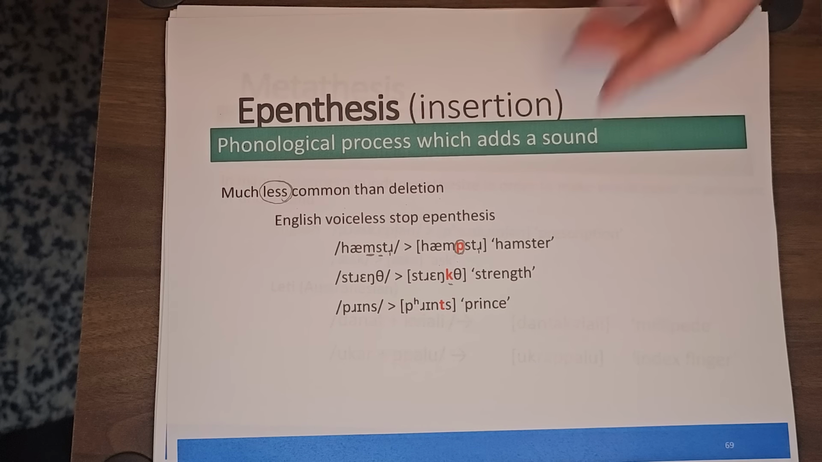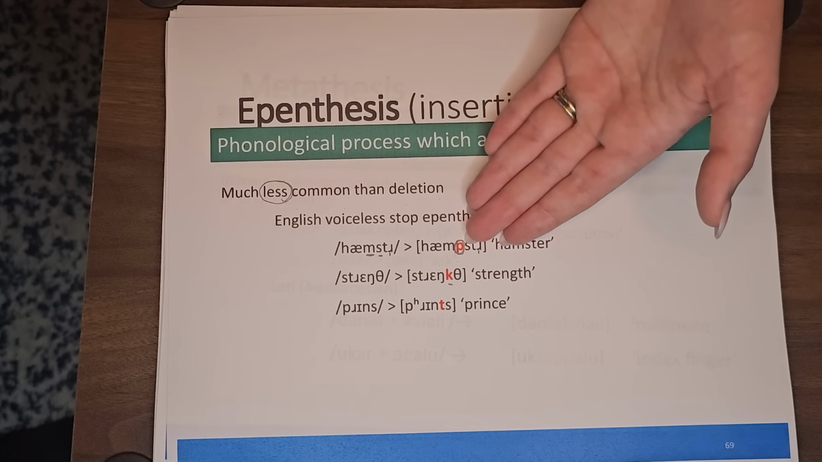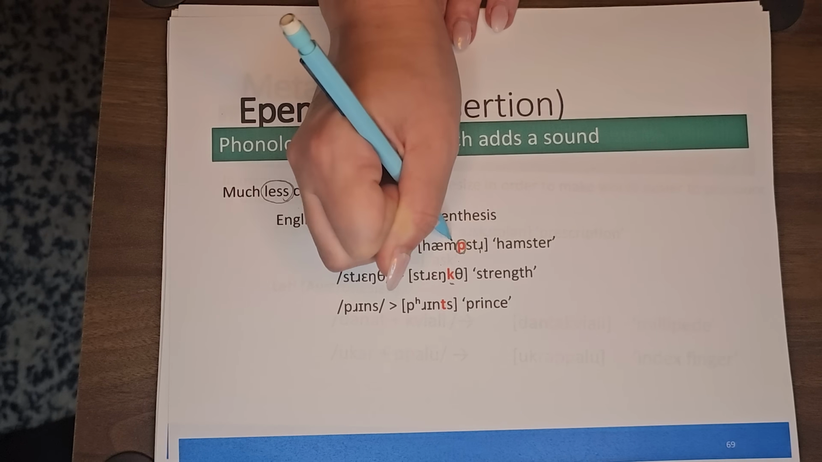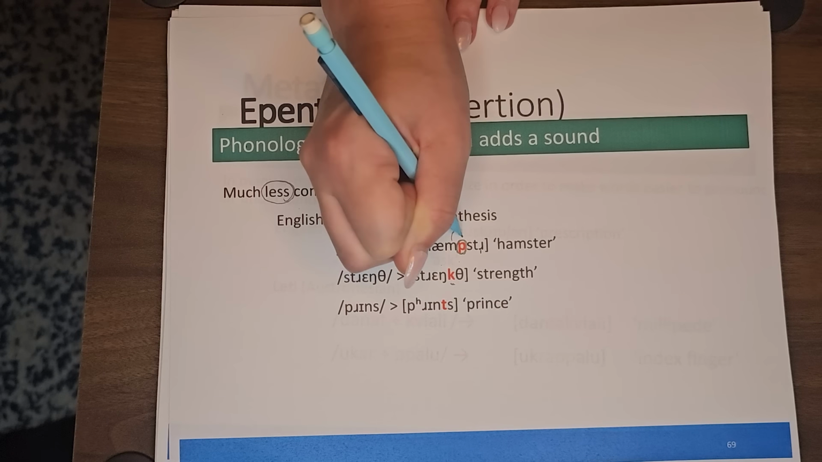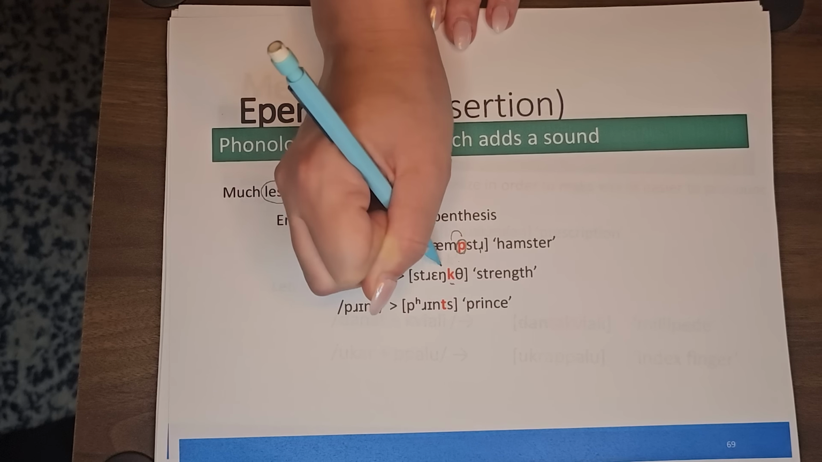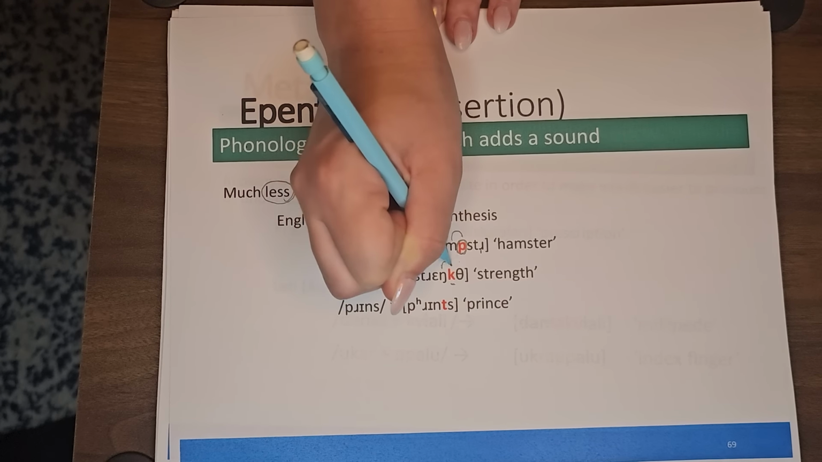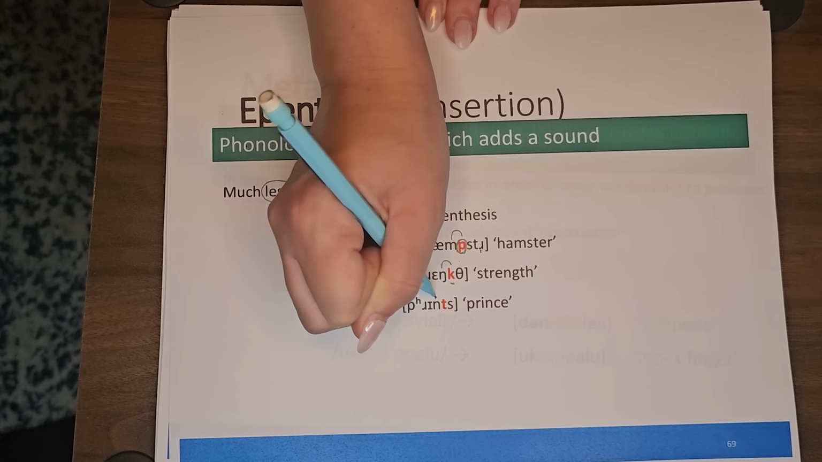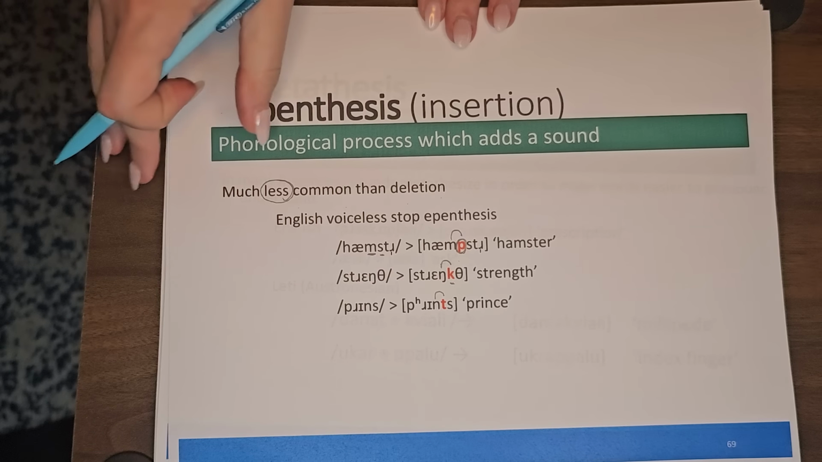And the stop that is inserted is dependent on the preceding nasal. So here we have a bilabial nasal and a bilabial stop is inserted. Here we have a velar nasal and a velar stop is inserted. Here we have an alveolar nasal where an alveolar stop is inserted.